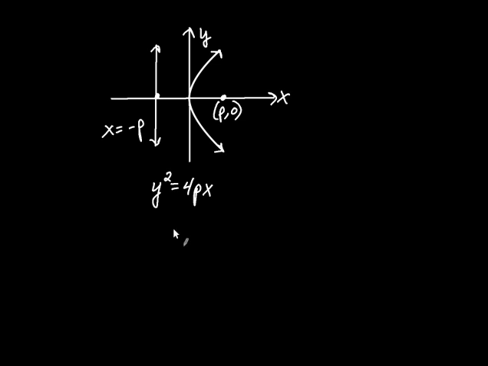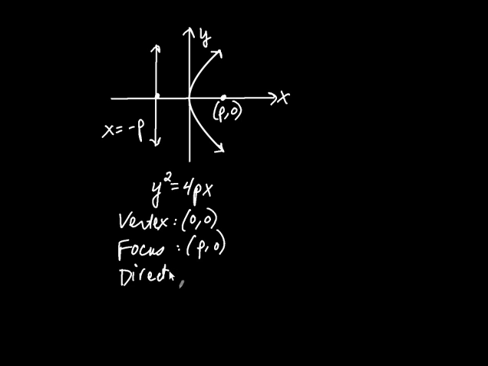Now, let's write down what we know. We know that the vertex, once again, is still 0, 0. The parabola still goes through that point right there. The focus now, instead of 0, p, is p, 0. And then the directrix, right, is the line x equals negative p.